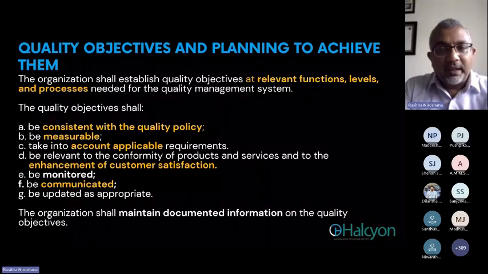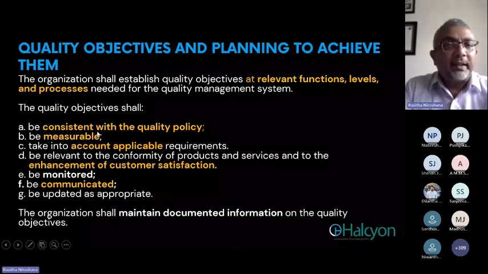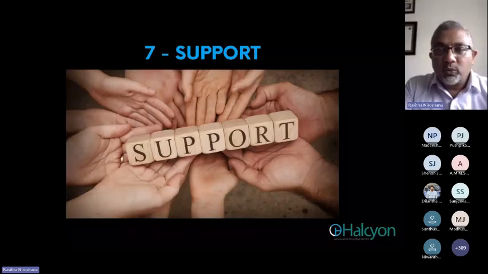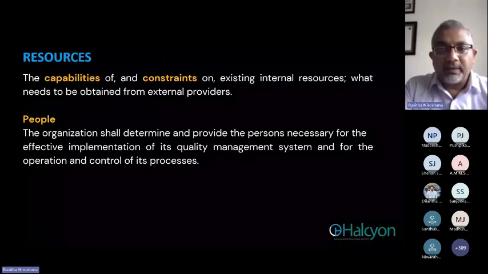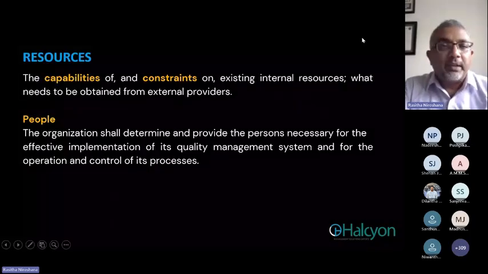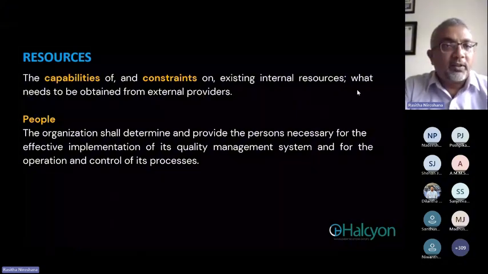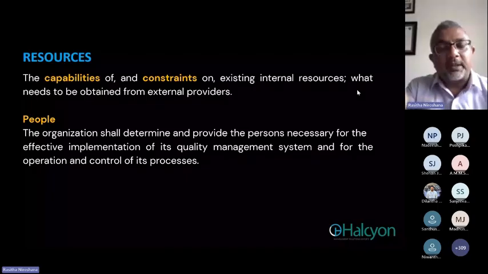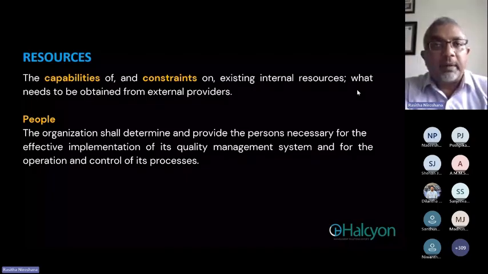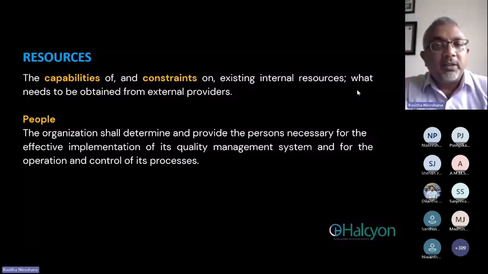So now element number 7, support, right? Now life is very easy, right? To do your project, to do your KPIs, you actually need facilities and resources, right? So resources have to be provided by the top management. Can you remember, in element number 5, the leadership part? Leadership basically said the facilitation of the resource allocation has to be done by the top management.